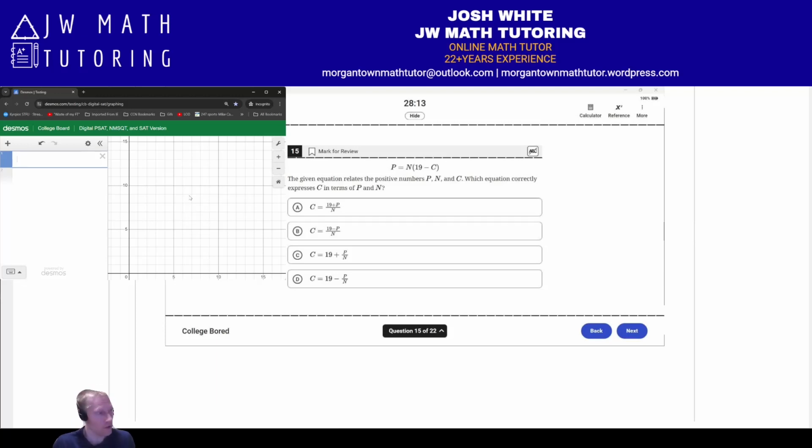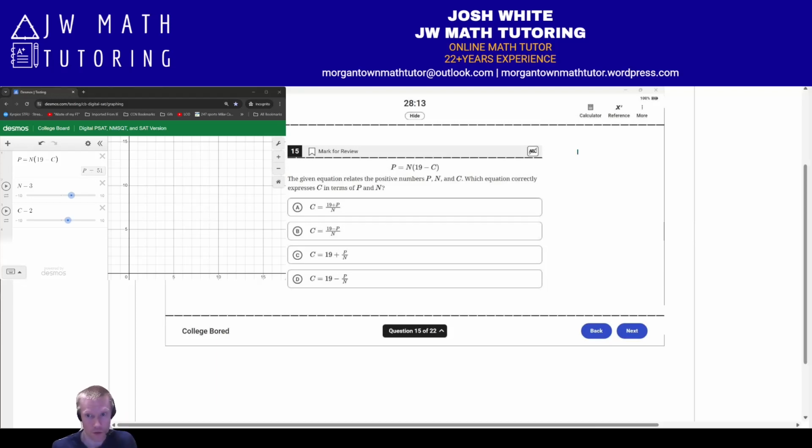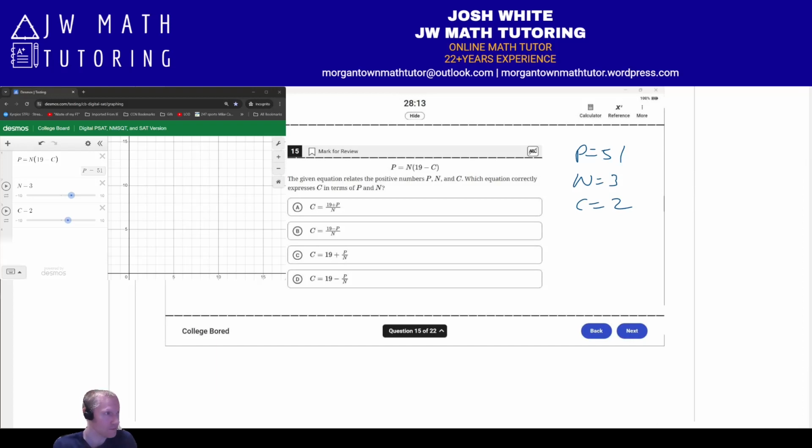So what I'm going to do is first type in the original formula, and I'm going to define some values for n and c. So let's say n is equal to 3, and we'll set c equal to 2. Now that gives us p equals 51. So those are basically the numbers I picked: p is 51, n is 3, c is equal to 2.